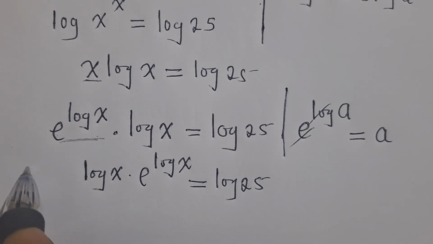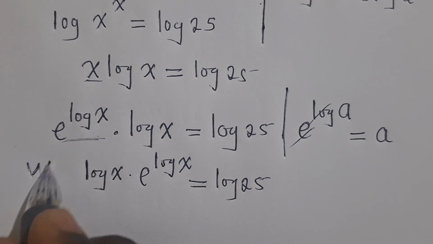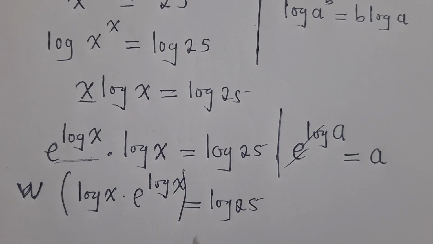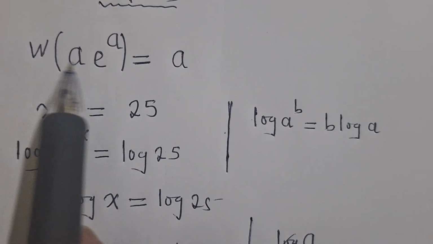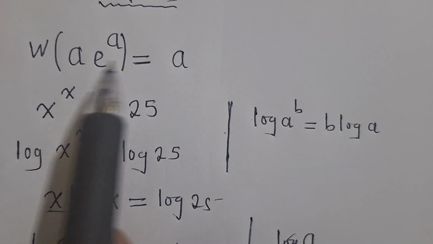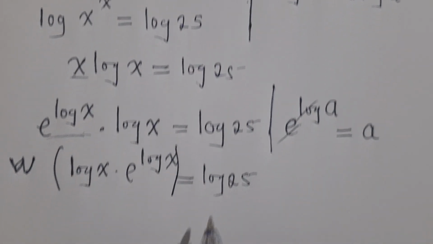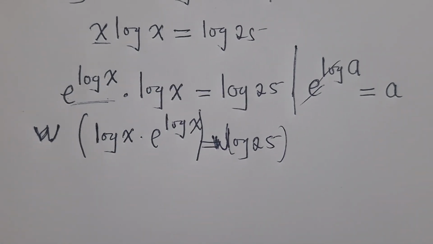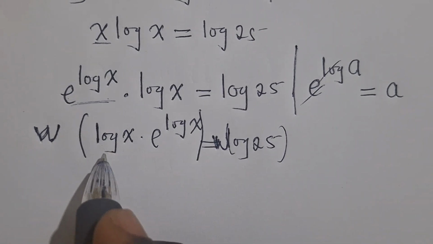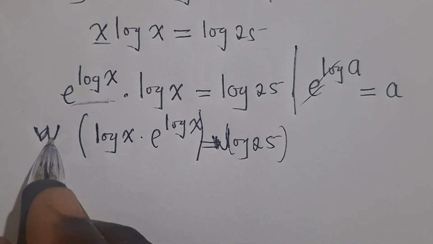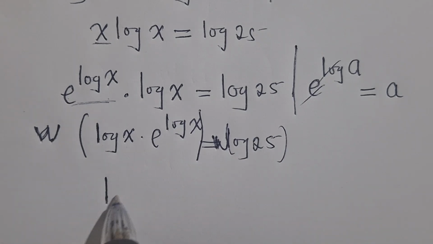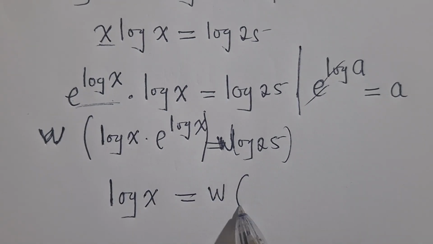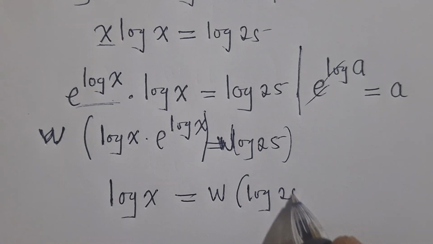Therefore, we can introduce the W, and this W is the Lambert W. Like we did here, we introduced W. When we introduce W, this will be equal to this. So W must be introduced both sides, even this side. There's W here. Now you can see that this is the same. Since we've introduced W, this will just be log of x, which is equal to W of log 25.